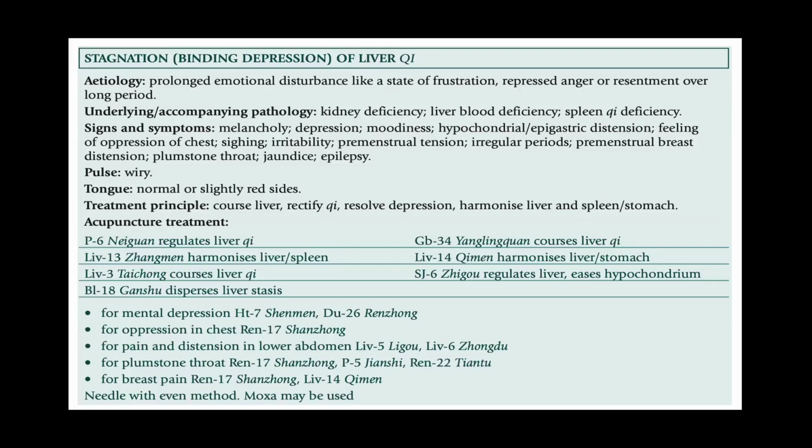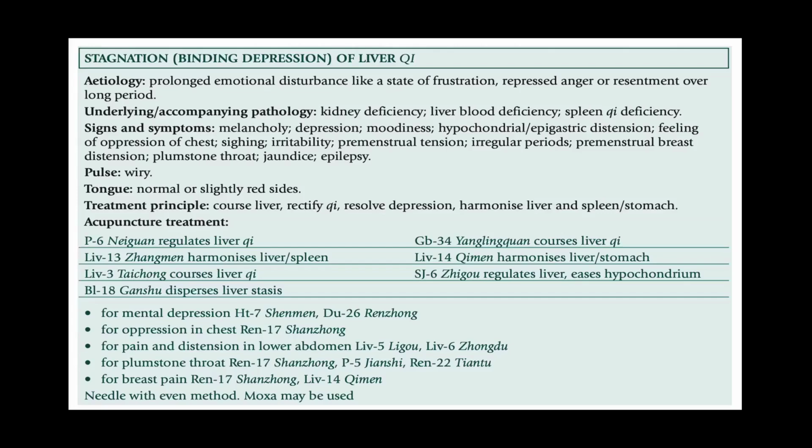The treatment principle: course liver, rectify qi, resolve depression, harmonize liver and spleen and stomach. For the acupuncture treatment, we use Pericardium 6 to regulate liver qi, Liver 13 to harmonize the liver and spleen, Liver 3 to course liver qi, Bladder 18 to disperse liver stasis, Gallbladder 34 to course liver qi, Liver 14 to harmonize liver and stomach, and San Jiao 6 to regulate the liver and ease the hypochondrium.